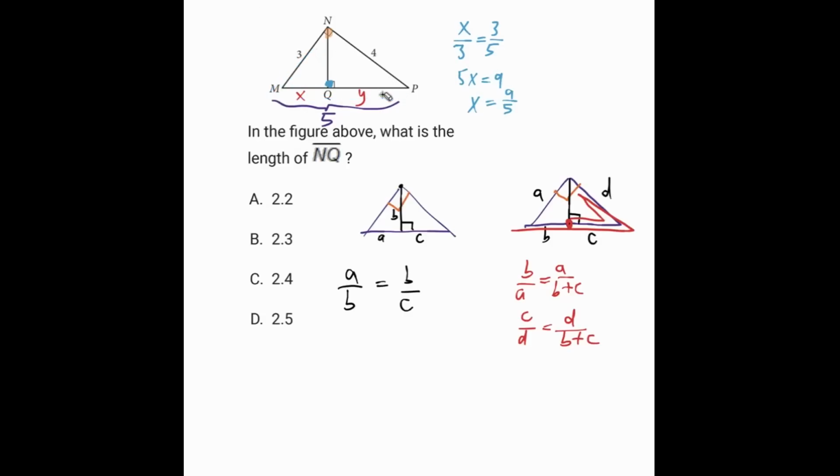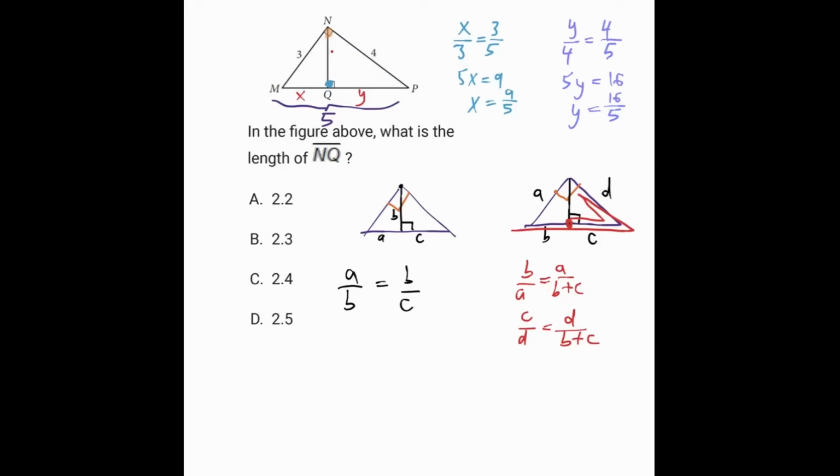Now let's do the swoosh in the other direction. Y over 4 equals 4 over the whole hypotenuse, 5. Y over 4 equals 4 over 5. Cross multiply, 5y equals 16. Divide by 5, y is 16 over 5. So we've now figured out X and Y.